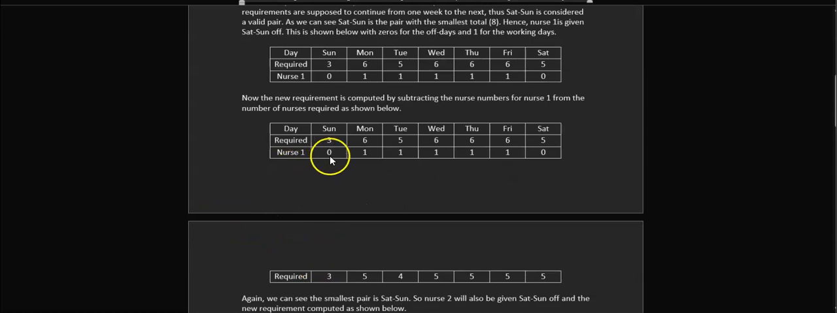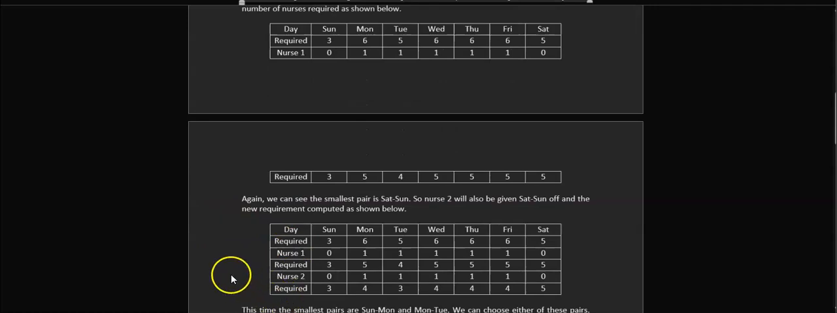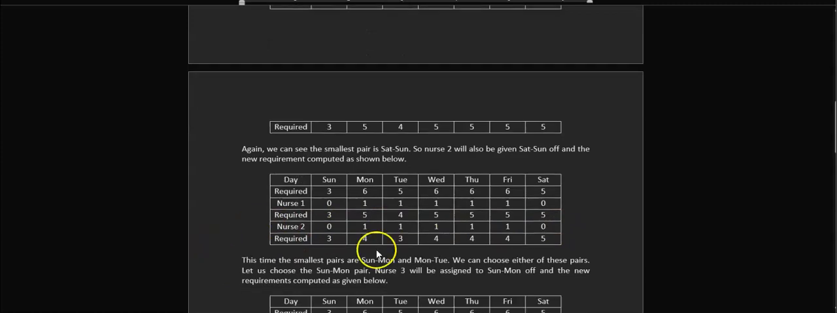Then we come down here and we do the subtraction and say, okay, now how many are still required each day after nurse 1 works Monday through Friday? And again, we go to the smallest pairs, and it is 8, 9, 9, 10, 10, and again 5 and 3 makes 8. So nurse 2 is lucky and gets the weekend off, and we subtract that from the number of nurses needed. So we originally needed 6, we used 2, 4 are still required, so on down the columns.